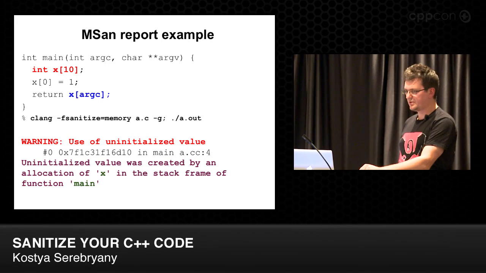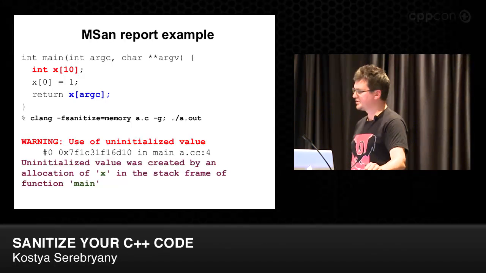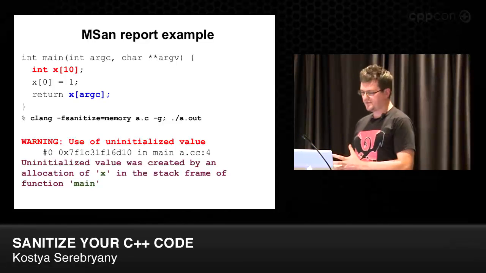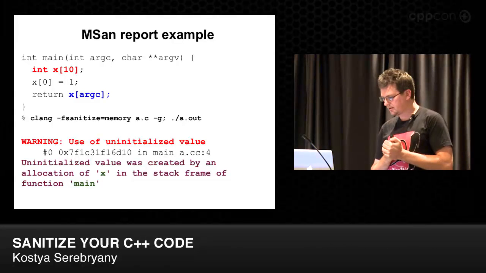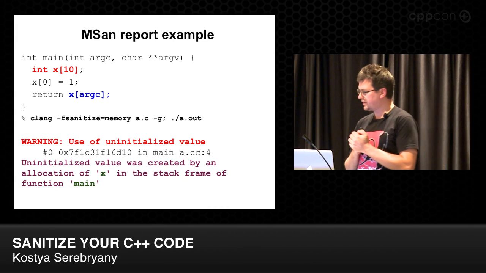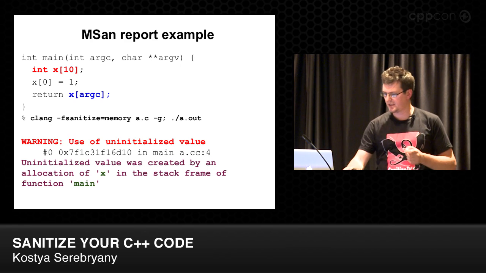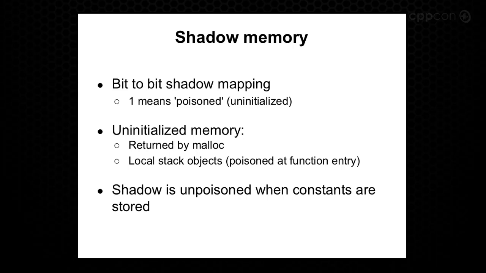Again, you run the compiler with a special switch, and this time it is also only available in LLVM today, not in GCC. And you run the program. If the bug is found, it will tell you that there is an uninitialized value, and it will also tell you where the uninitialized value is coming from. In this case, this is a stack variable, and as you can see, it shows the name of the variable and the name of the function. If this is a heap variable, it will show you the stack trace of the heap allocation.